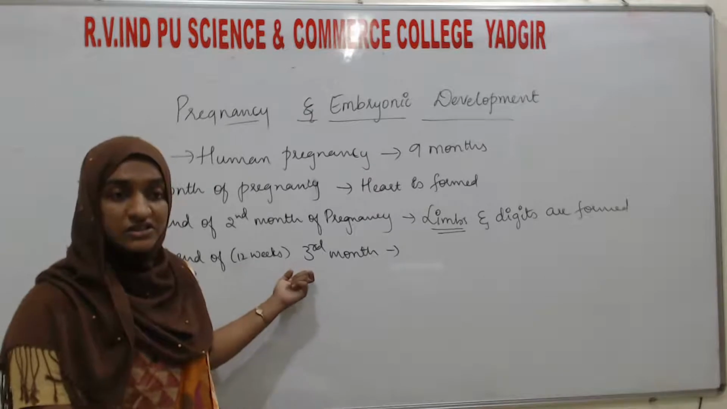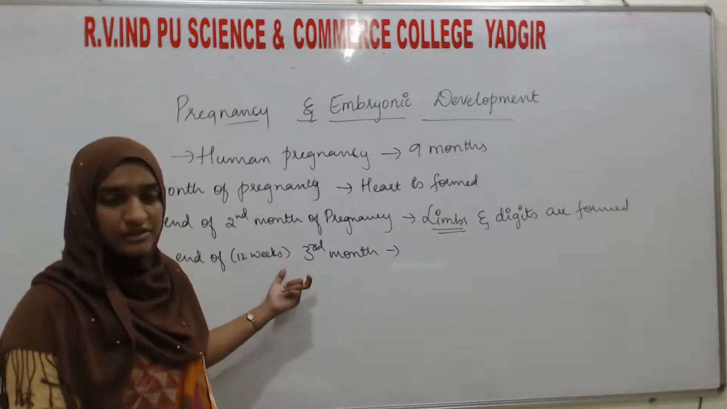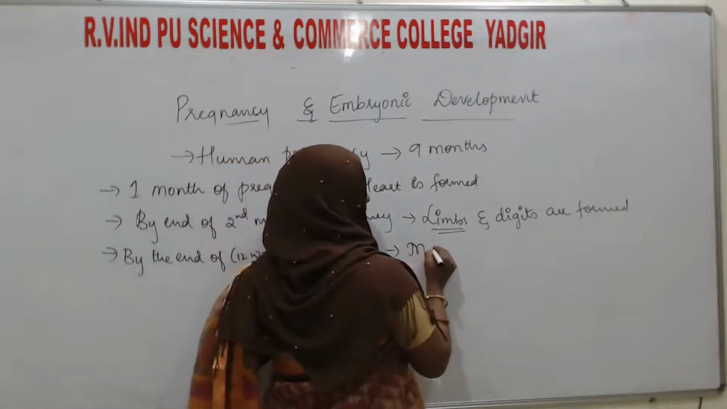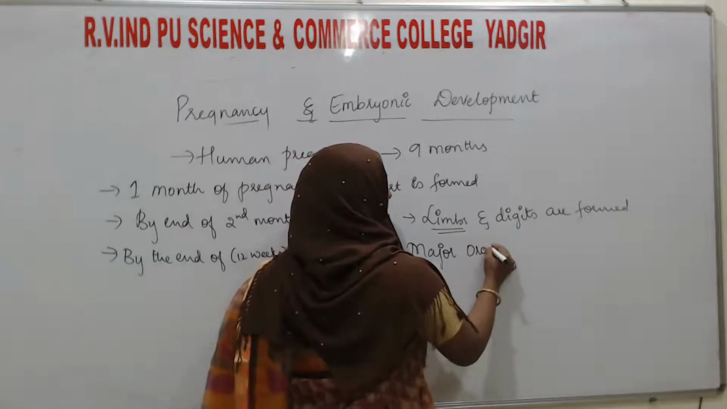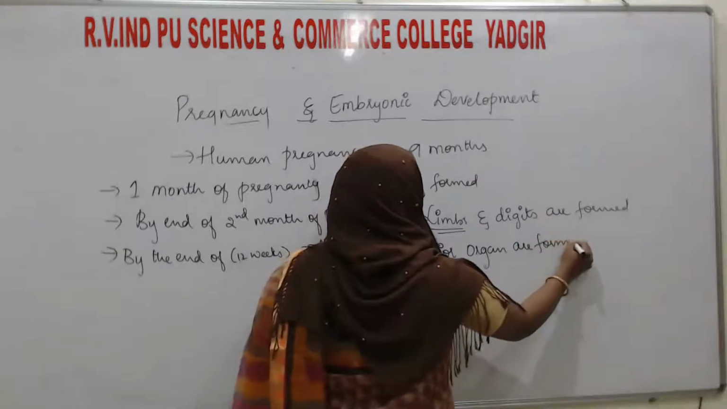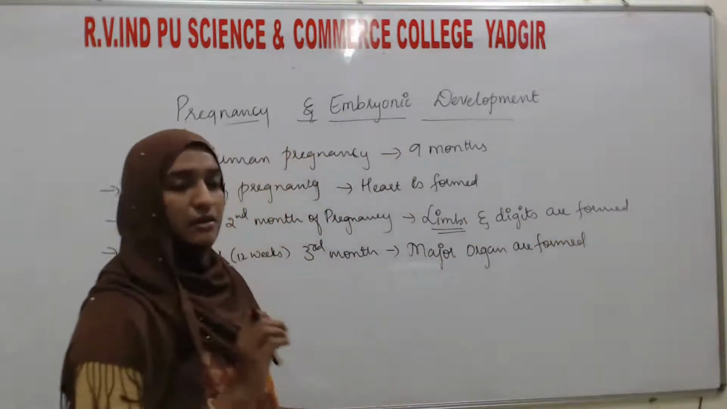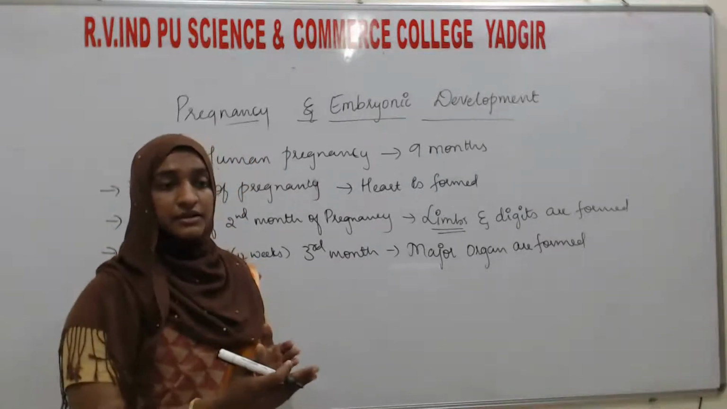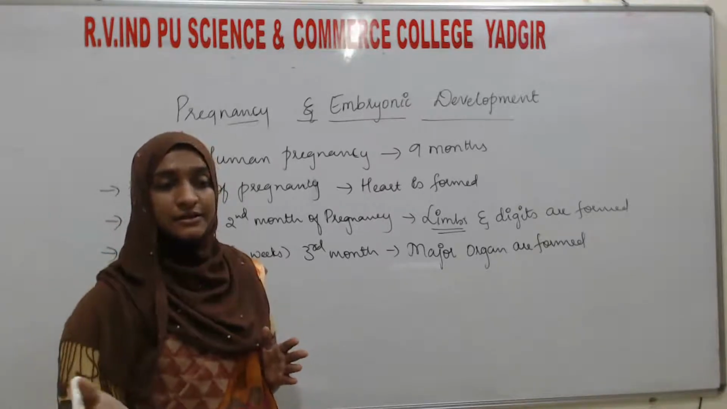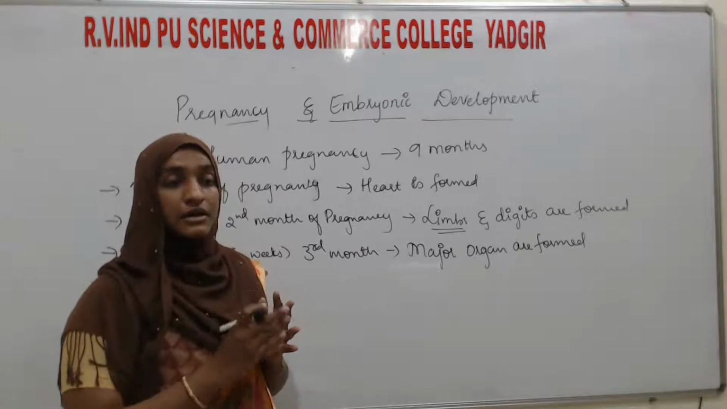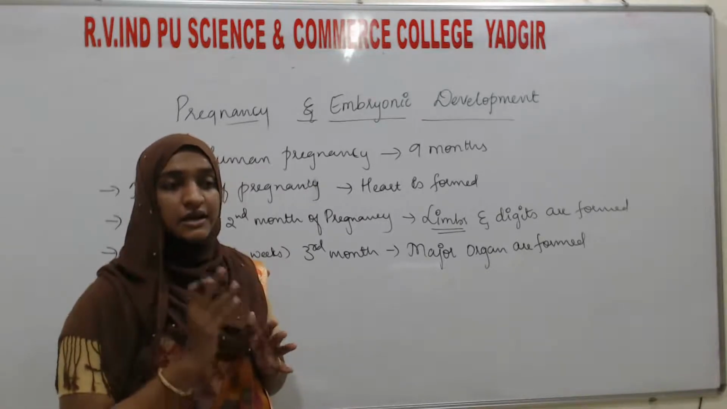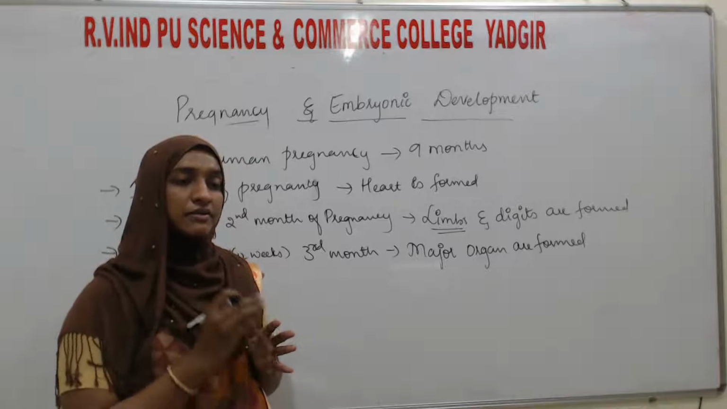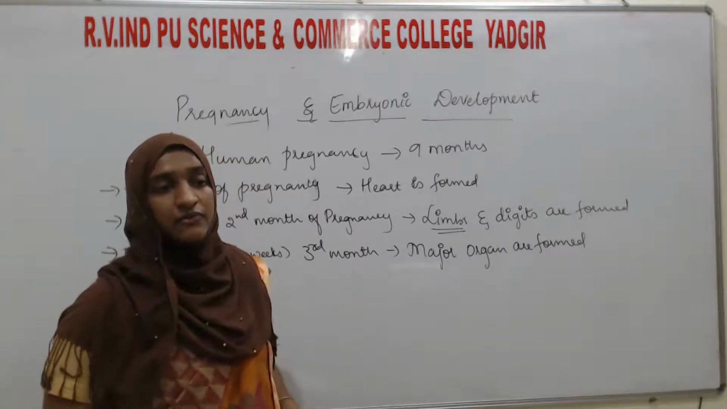By the end of the first trimester, that is by the end of the third month, most of the major organ systems are formed. So altogether we can say a fetus is totally developed by the end of the third month. After that, during the 4th to 9th months, only the brain, lungs, skin and hair are going to develop. But all the major organs such as heart, kidney, stomach and liver are formed by the end of the third month.